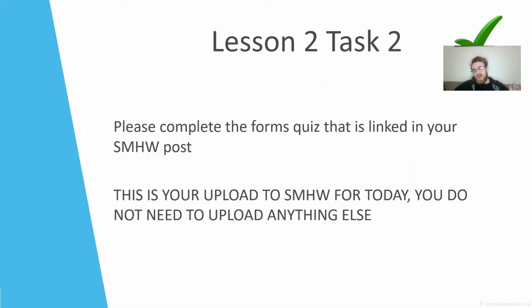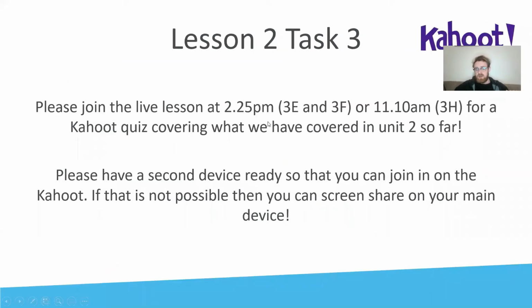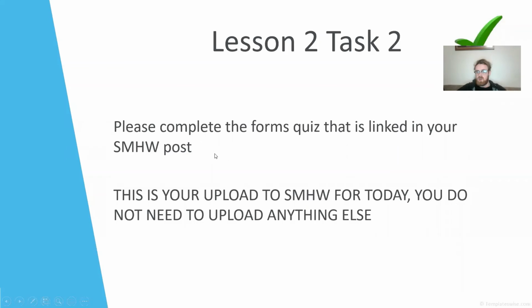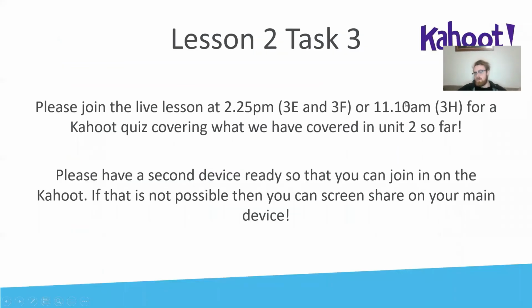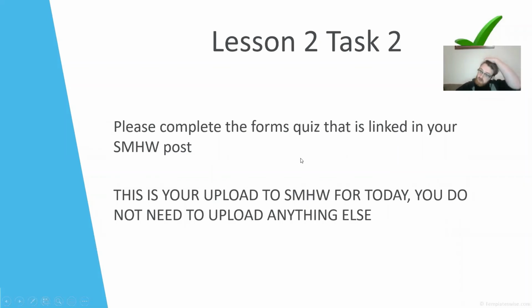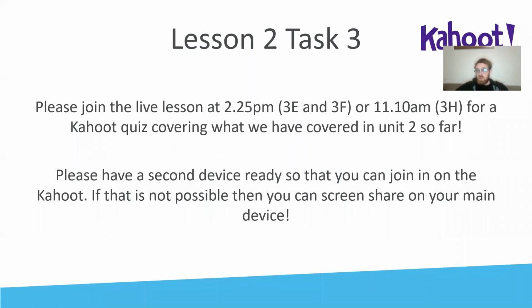So even if we get to the Kahoot, which is task 3 at 2:25, I would suggest about 2:10 for the 3E and 3F columns, you would be looking at the forms quiz, and about 5 to 11 for the 3H column, looking at doing the forms quiz. Just to make sure that that is done. We are doing a Kahoot live, so 3E, Mrs. Smith will do that with you. 3F and 3H, I will be on the Kahoot with you.